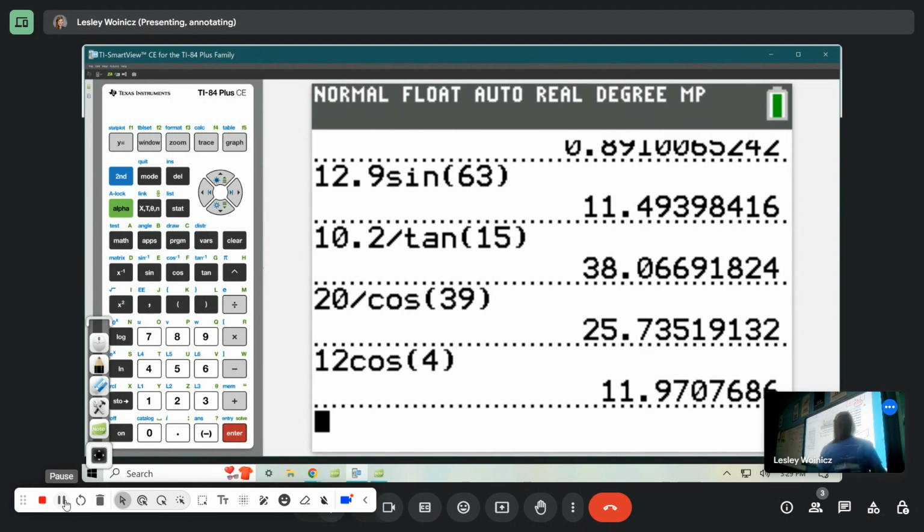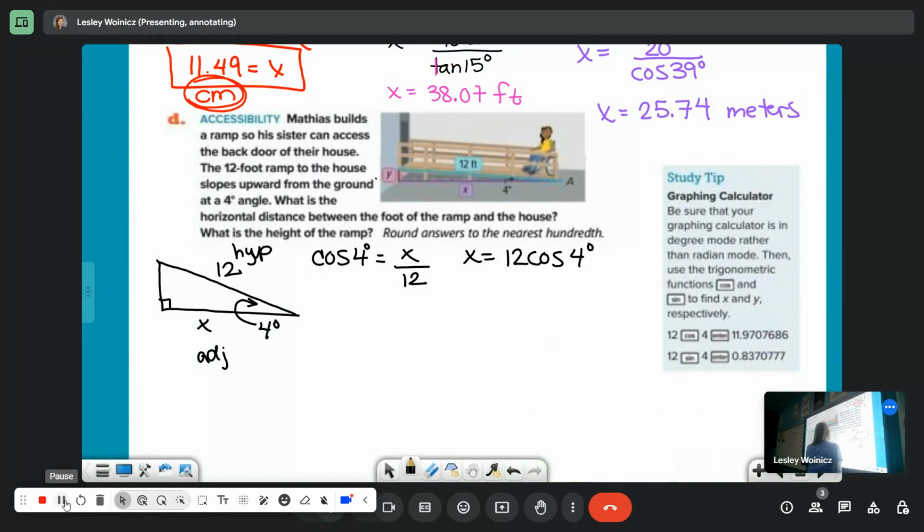11.97. Is this feet? Yes. Thank you. Okay, because that angle is so small, does it make sense that the long leg is almost as long as the hypotenuse? Think about it. It can't be the same as the hypotenuse, but it can be almost as long, right? Because the angle is so tiny.